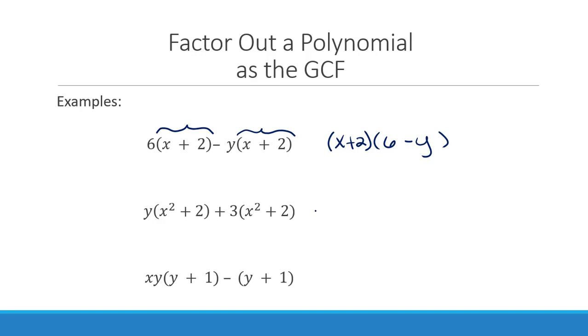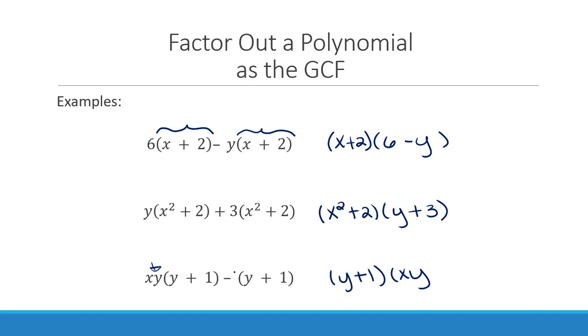Let's take a look at this one. The GCF is going to be x squared plus 2. What is that being multiplied by? It's being multiplied by y here, and it's being multiplied by 3 here, so y plus 3. Now let's take a look at this one. My GCF is going to be y plus 1. What is y plus 1 being multiplied by? Well, it's being multiplied by x minus y here, or excuse me, xy here.